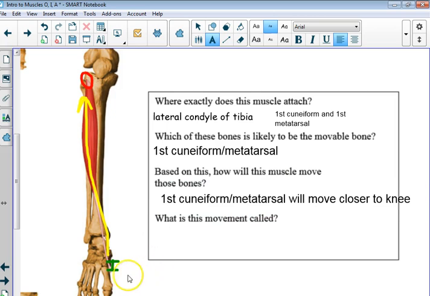Okay, so what is this movement called? We're going to lift our first cuneiform, first metatarsal up towards the knee. The heel goes down because we're working at this hinge joint here. Heel goes down, toes go up. We've already learned that this movement is known as dorsiflexion.